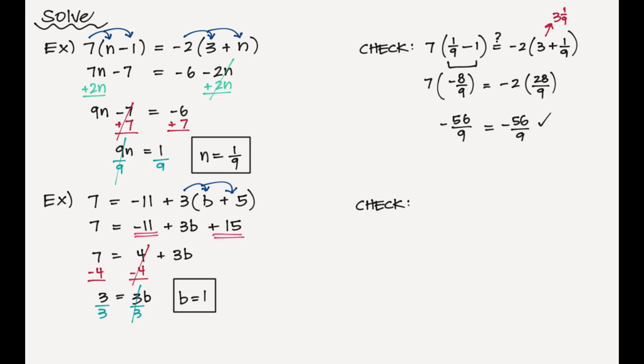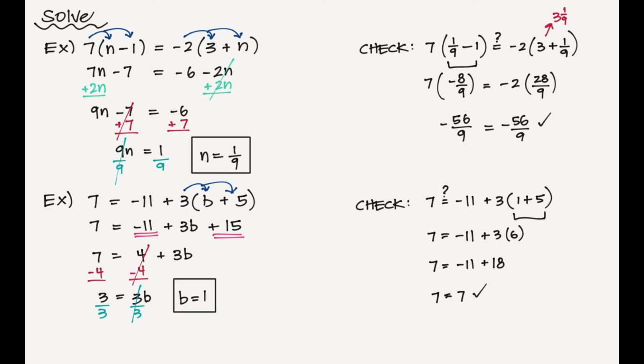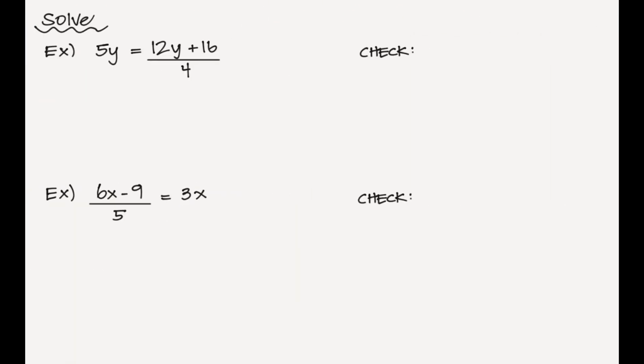All right, let's go ahead and plug this in. 7 is equal to negative 11 plus 3 times 1 plus 5. And 1 plus 5 is what we're going to do first. That is 6. And then, according to PEMDAS, 3 times 6 is 18. And negative 11 plus 18 is 7. So my solution worked out.